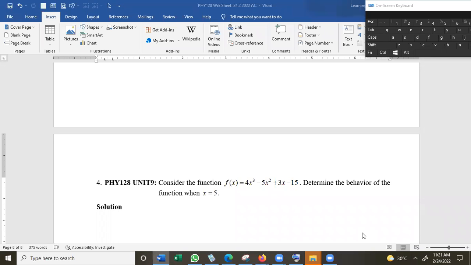Number 4 says, consider the function f of x is equal to 4x cubed minus 5x squared plus 3x minus 15. Because x was not defined, it is general. So x can mean anything. We normally know t for time and s for space, distance. But x could mean anything, and f of x could mean anything.